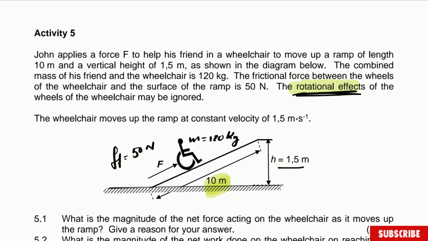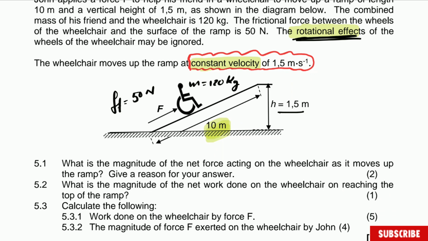The wheelchair moves up the ramp at a constant velocity of 1,5 meters per second. It is a very important statement here. The velocity is constant and equal to 1,5 meters per second. What is the magnitude of the net force acting on the wheelchair as it moves up the ramp? Give a reason for your answer.